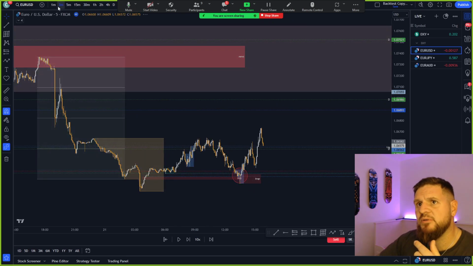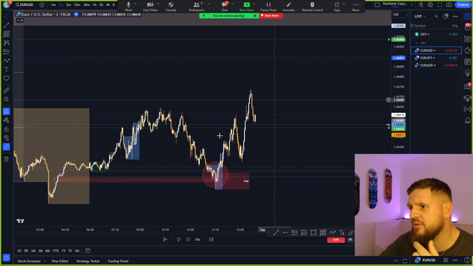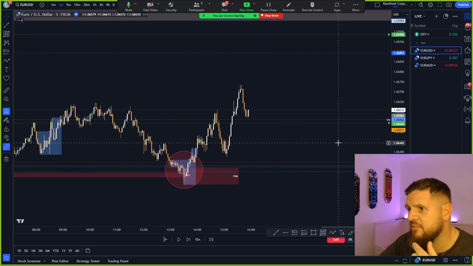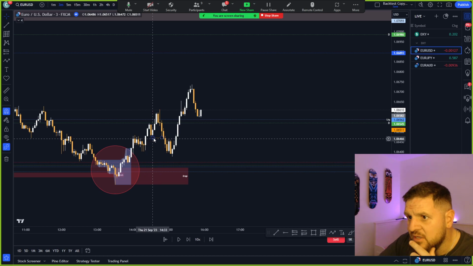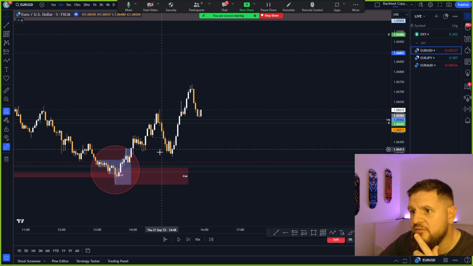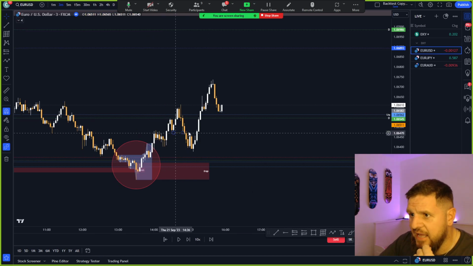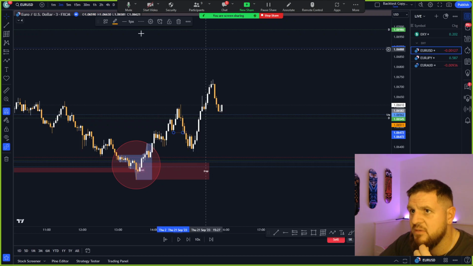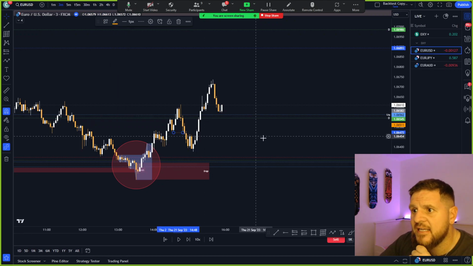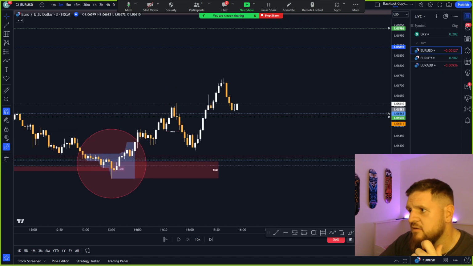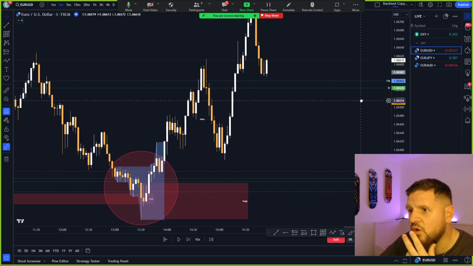Coming back to this example, okay, we've had our manipulation set up. So that's our push up, push down, push up, push down. That's our manipulation there, okay? So what we're looking for now is an engulfing pattern after this manipulation. Let's mark it on for you so you can see it clearly. So that's our MSU there, okay? What we're looking for is an engulfing pattern for us to get into this trade.